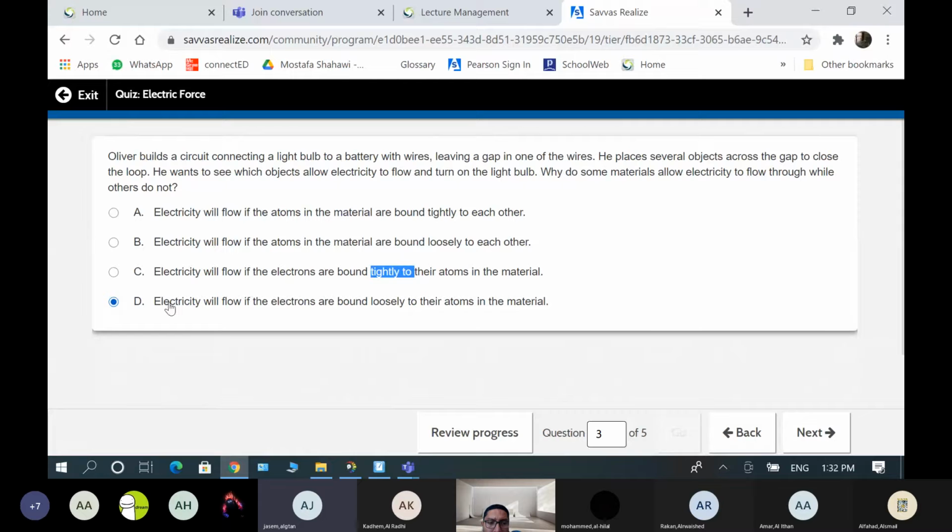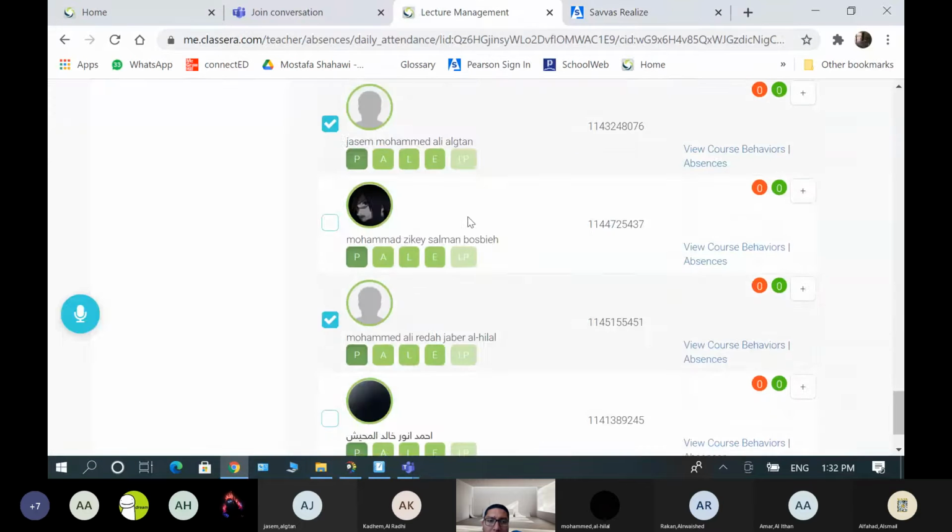Electricity will flow if electrons are bound loosely to their atoms in the material. Bravo. Mister, I didn't read all of it, just the beginning. Yes, you have to read all the choices and then pick the right, most appropriate one. Thank you, Jason. Let's move on.